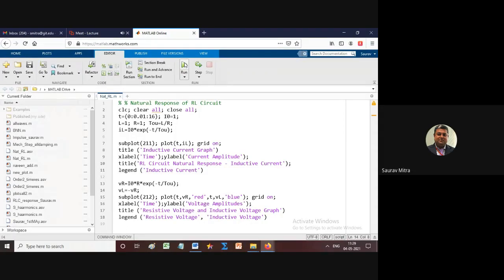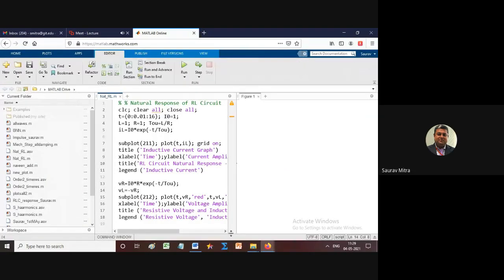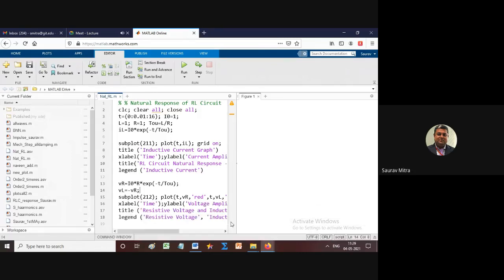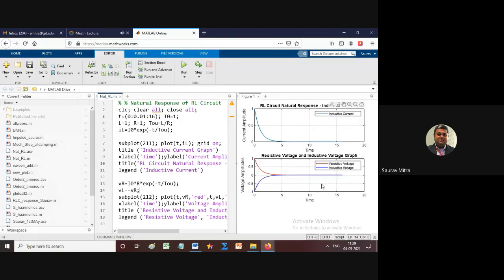God forbid, the output should come, it should not get stuck. Yeah, so there are 2 graphs. The first graph will be of, so there is 211 and 212. Is this visible? Anybody?